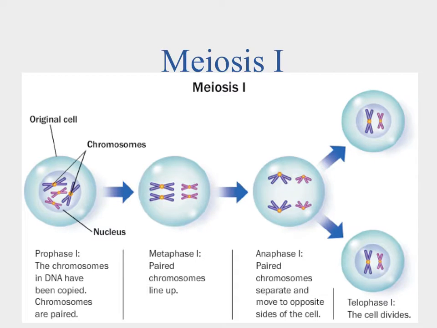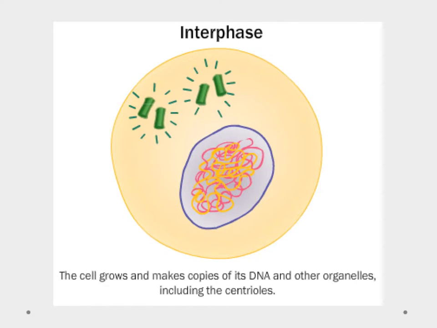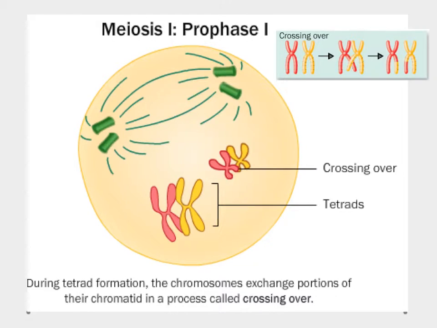So let's take a little more detailed look at this process. Okay, so once again for meiosis, our story starts with interphase. And during interphase, the cell is going to be growing and making copies of its DNA and other organelles, including the centrioles, and everything gets ready for this division process. So this brings us into prophase 1.